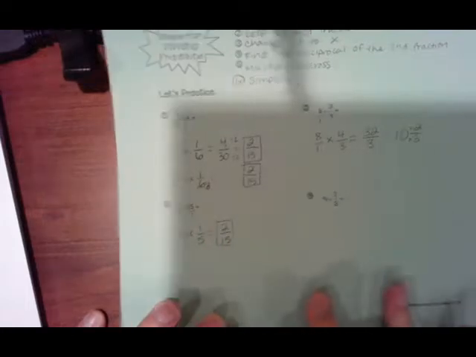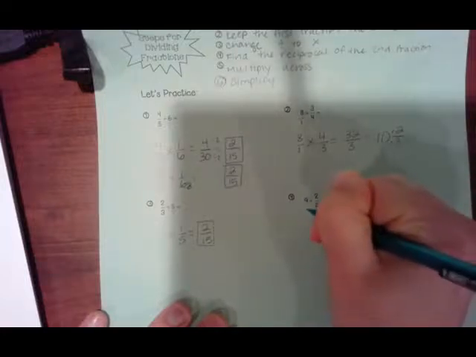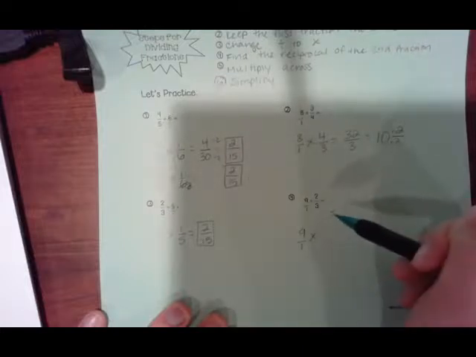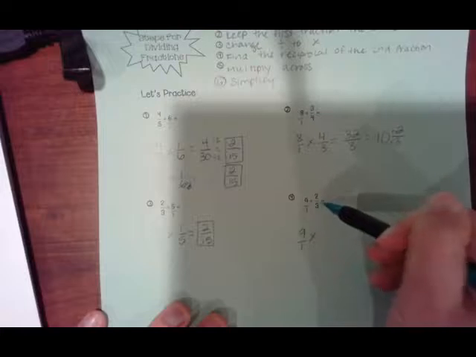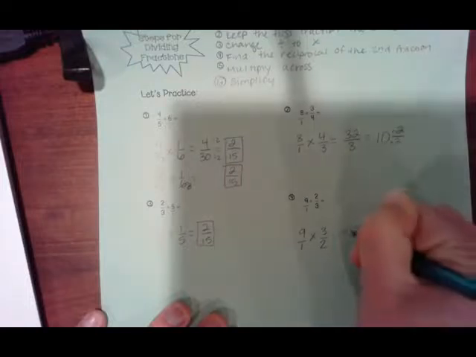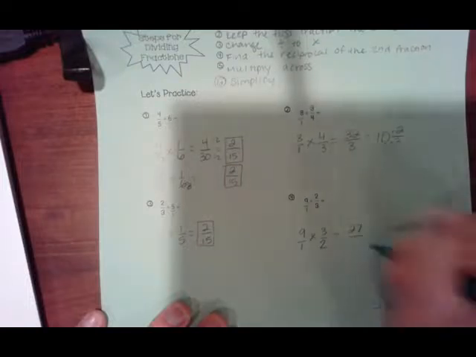And then number 4, we have 9 divided by 2/3. Rewrite the whole number as a fraction. Change your division sign to multiplication. Find the reciprocal of the second fraction. So 2/3, I'm going to rewrite it as 3 over 2. Multiply across. 9 times 3 is 27. And 1 times 2 is 2.